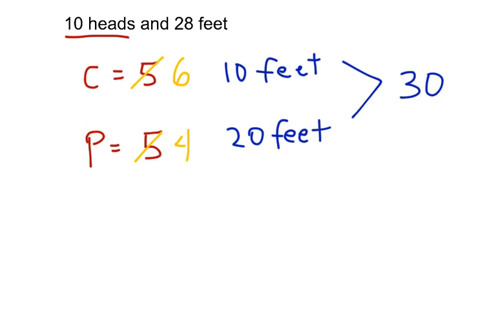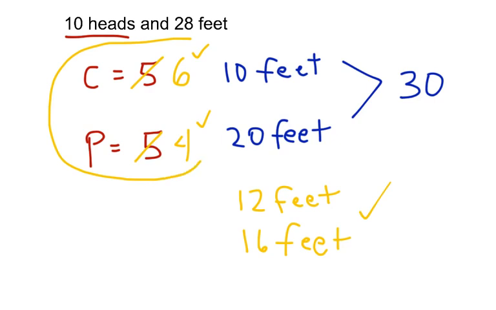Now I've still got 10 heads because I've got 6 of these and 4 of those, so that works. Now, with 6 chickens, that would account for 12 feet. And with 4 pigs, let's see, 4 times 4, that would be 16 feet. And I've got the 10 heads that I wanted. I've got the 28 feet that I wanted. So this must be correct. I must have 6 chickens and 4 pigs.